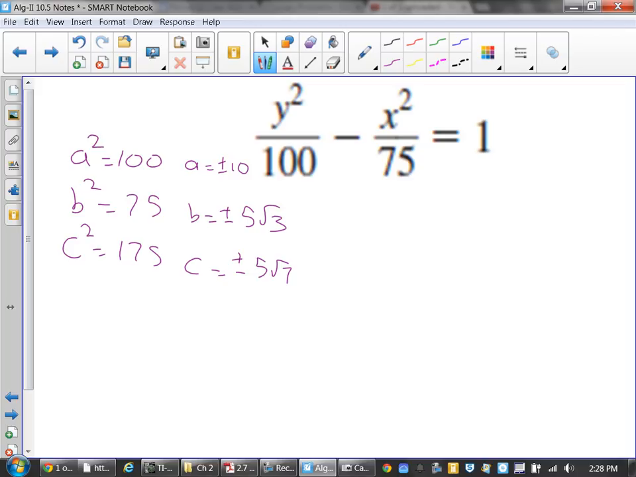Which one came first, X squared or Y squared? Y squared. What direction is this going to go? Up and down. Up and down, good.